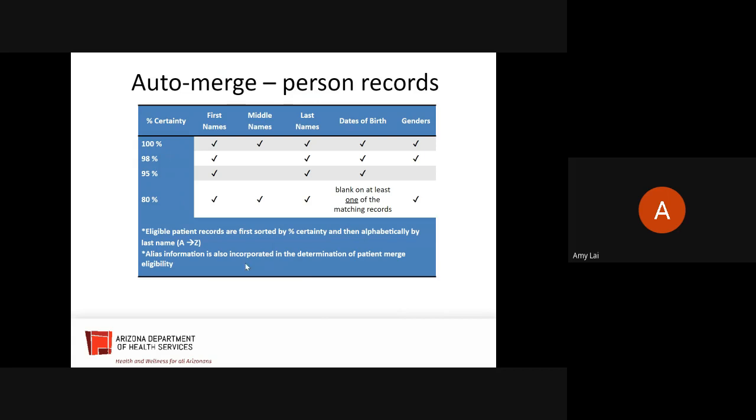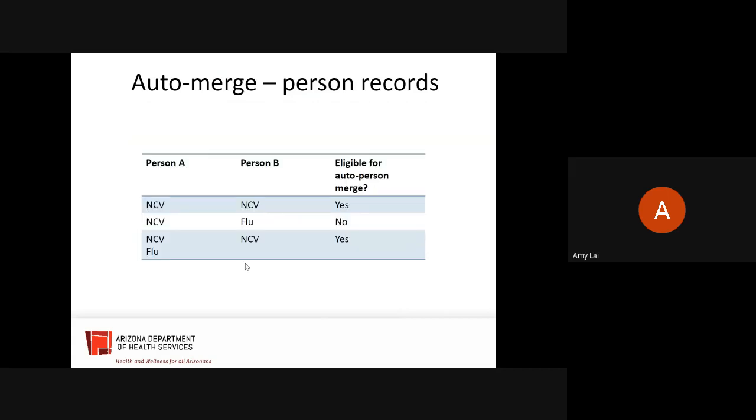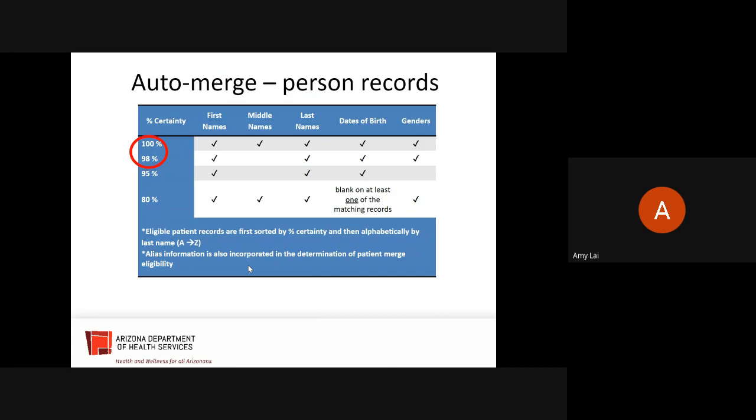And this is just a preview. For auto merge, the other criteria is that the person record needs to be a 98% or more match to be eligible for merging. If the person match is 95 or lower than 98, it won't get picked up by auto merge either. Those will have to be manually merged.